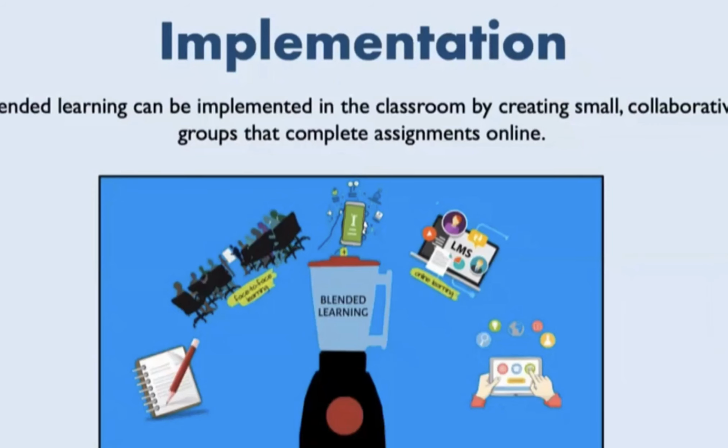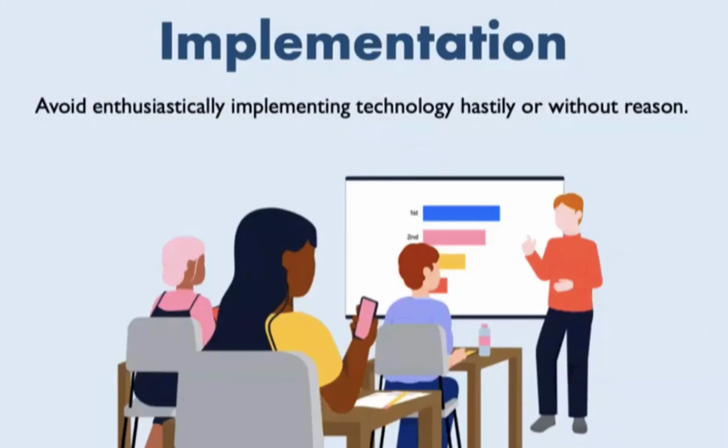So implementation. Blended learning can be implemented in the classroom by creating small collaborative groups that complete assignments online. The group work would typically be completed after face-to-face lectures. So avoid enthusiastically implementing technology hastily or without reason. Technology in the classroom must be carefully managed so we aren't sacrificing effectiveness for efficiency and convenience.